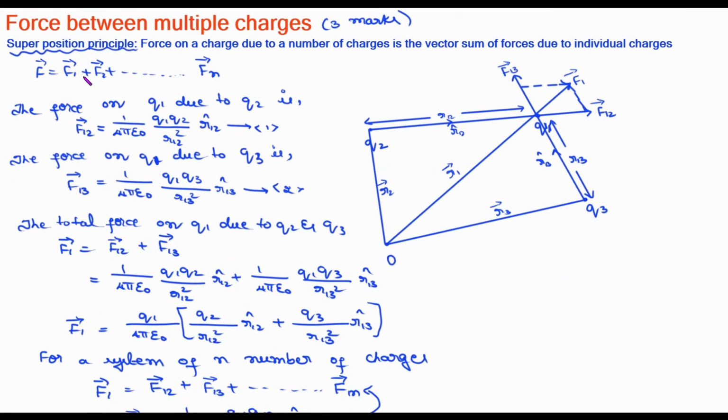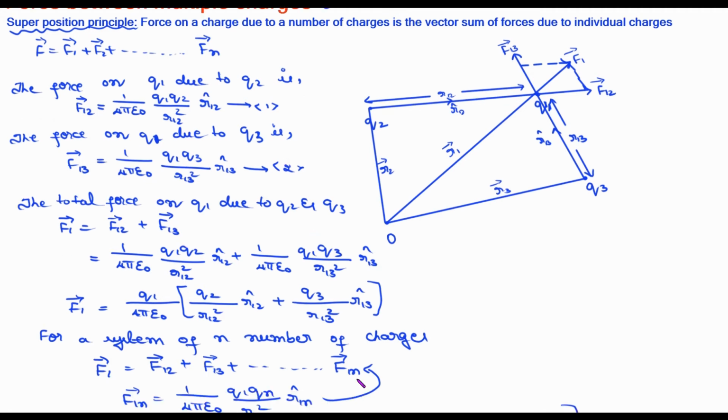The superposition principle we are considering says the force on a charge due to a number of charges is the vector sum of forces due to individual charges. So if we write this statement mathematically, we can write F is equal to F1 plus F2 plus etc. up to Fn. So the force on Q1 due to Q2 barkobeku, force on Q1 due to Q3 baribeku, then force on Q1 due to Qn ಇಲ್ಲಿ ಬರ್ದಿದ್ದೀನಿ ನಾನು.